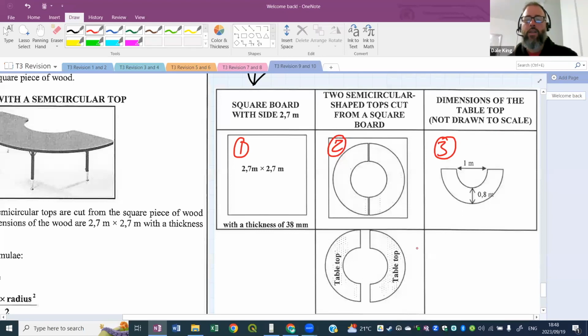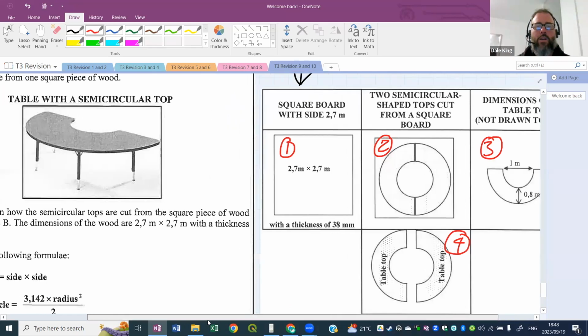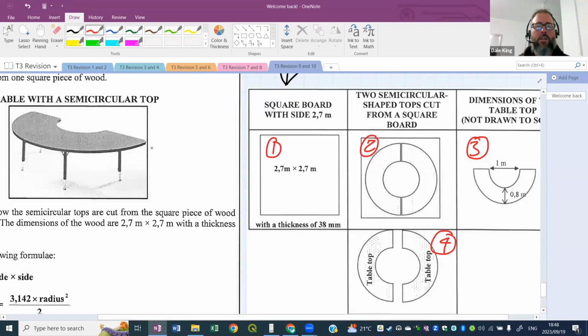Just be careful. And then step number 4 is what it looks like when you have 2 of these tabletops next to each other. I hope you understand. So square piece, draw some circles on it, cut them out, and you get these semicircular shapes. So that's why this table looks like it does on the left-hand side here. The semicircular shape comes from this method.